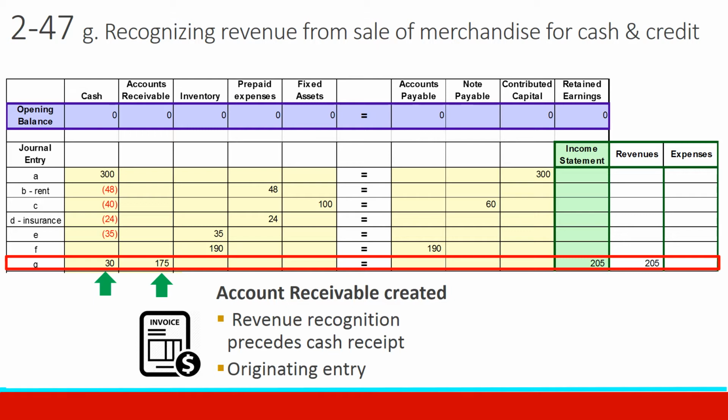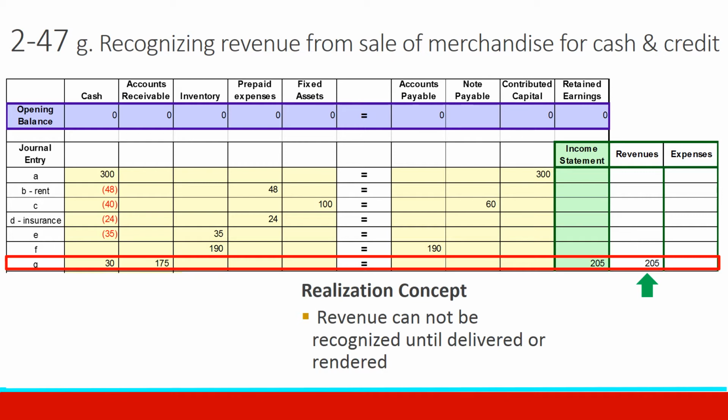So when an account receivable is created, the reason that is happening is because we're going to be going ahead and recognizing that the firm earned some revenue in advance of receiving the cash. What we have just recorded right now is considered to be an originating entry, so accounts receivable is increasing from 0 to 175. We're now going to be moving to the other side of the balance sheet equation, to the equity side. And what we can see we've done is we've recorded a revenue of $205,000.